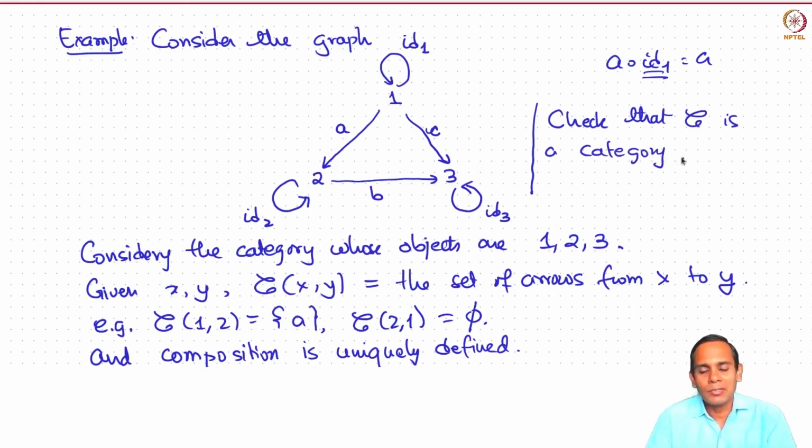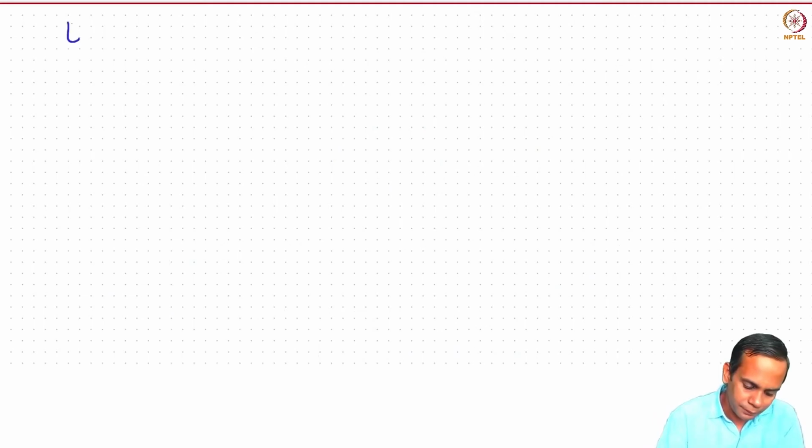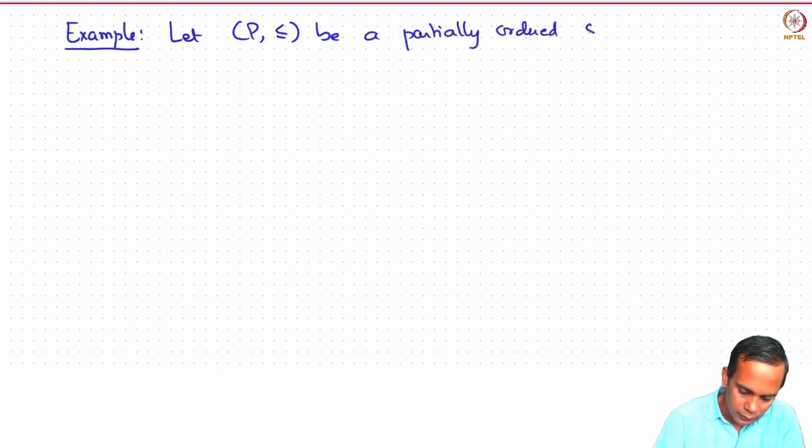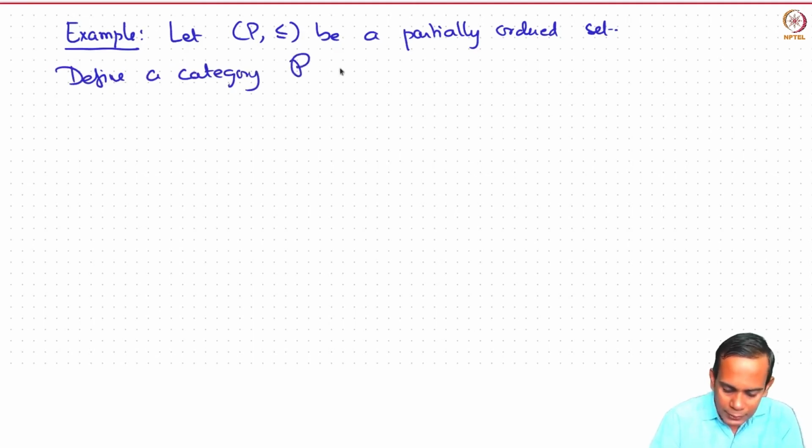This is a special case of a more general category that is associated to a partially ordered set. When we studied Zorn's lemma, we saw the definition of a partially ordered set. We'll use that to construct a category here. Let P be a partially ordered set. Define a category which we'll denote by script P, whose objects are the elements of P.